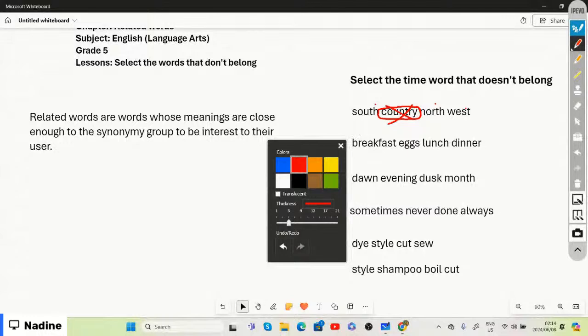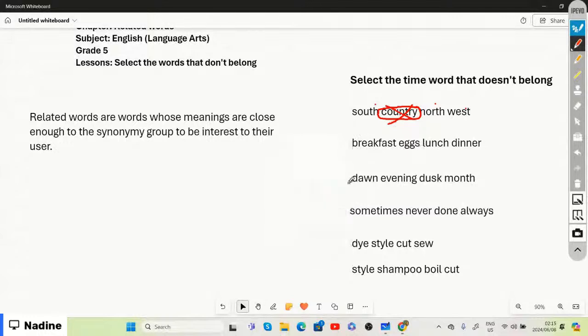All right, if we look at the next one, it says breakfast, eggs, lunch, dinner. What word does not belong within that category? We have breakfast, eggs, lunch, dinner. We need to identify the word that does not belong within that list, under that category.